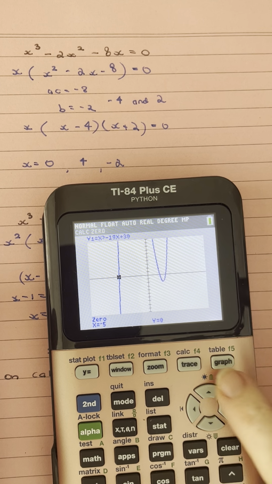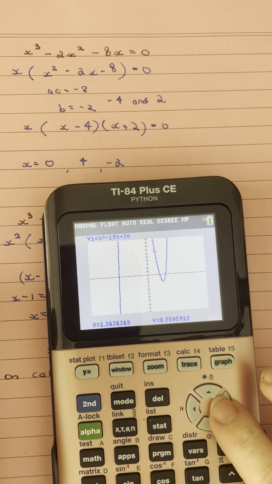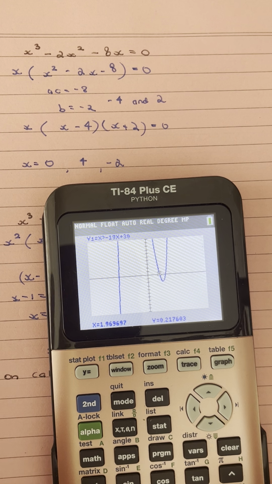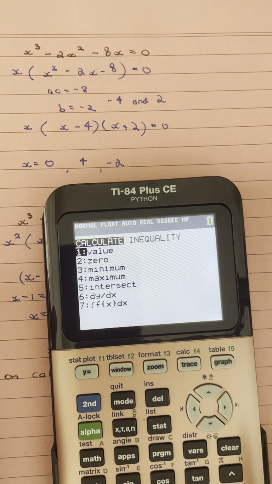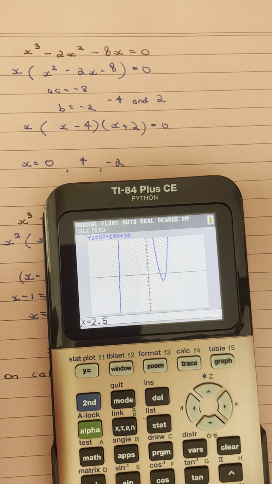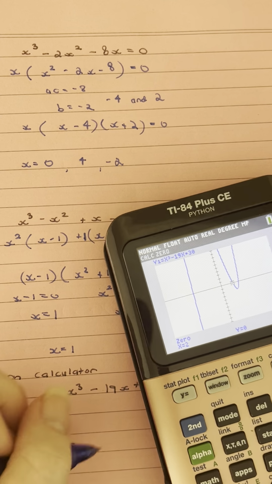Then I can see this one over here. If I put my trace on and get near it, I can see what the x value is. I'm getting close, it's taking me a little while. So it's about 1.96 or around 2. So if I tell it to look for the 0 between 0 and maybe 2.5 because they do look quite close together, it's found that 1 at 2 for me.